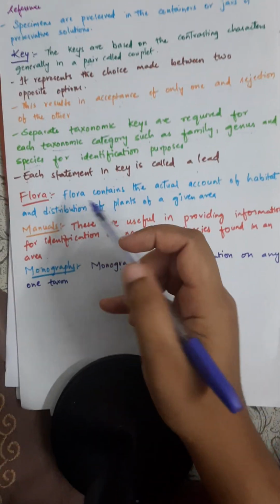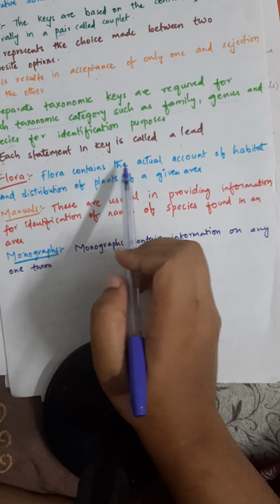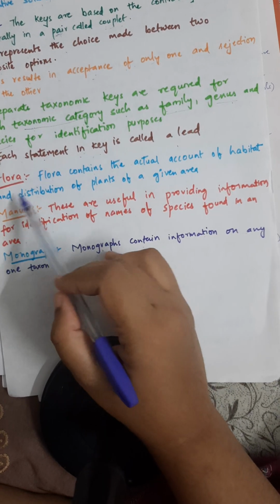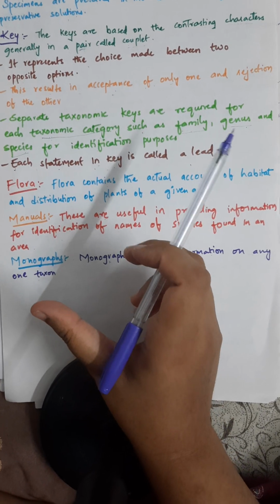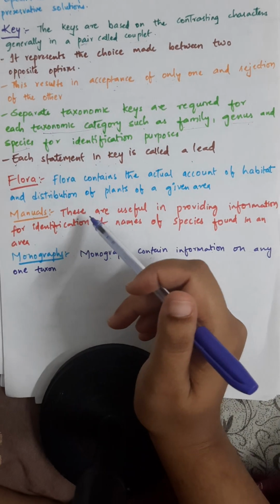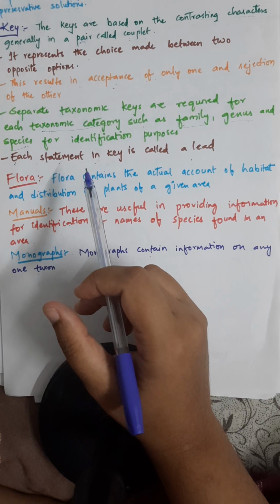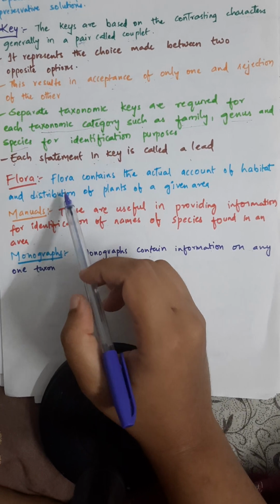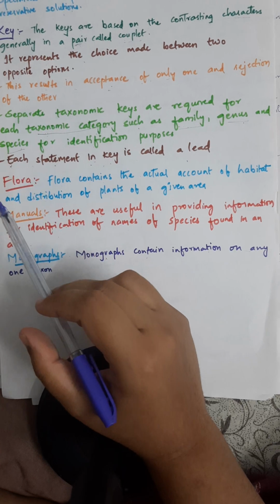Then coming to the next aid, that is the flora. What is the flora? Flora contains the actual account of the habitat and distribution of plants in a given area. In a particular area, the type of plants and what the habitat is. The information on the plants found in a particular area is found in the flora. Each region contains its own flora.